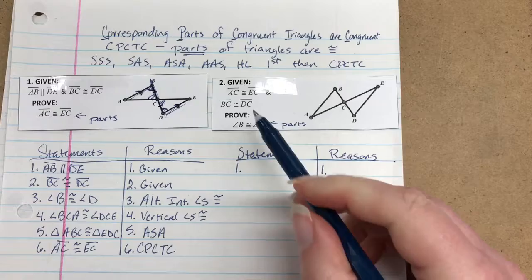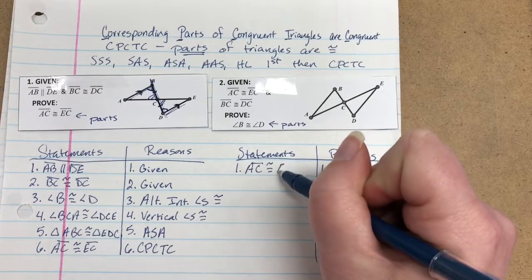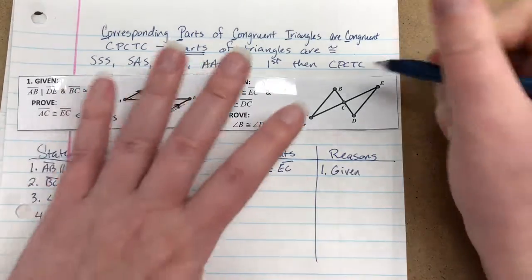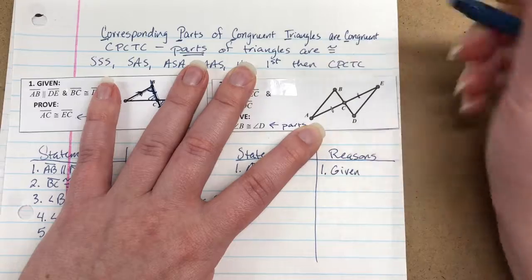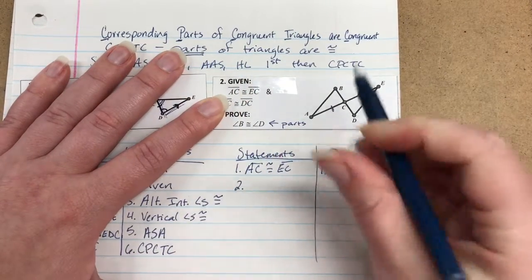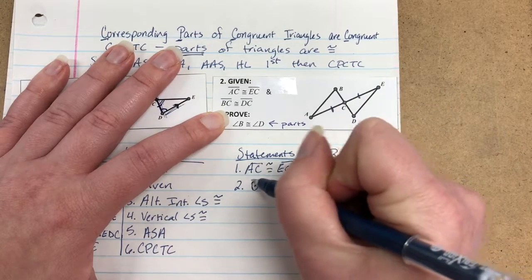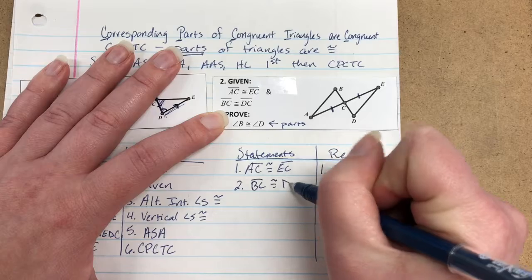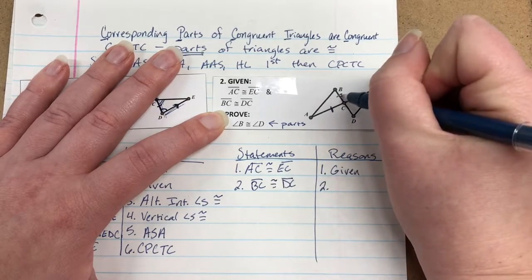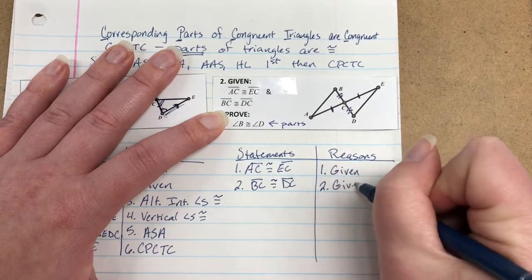So I'm going to start with my given statements. So I have AC is congruent to EC, and that was given. I'm going to mark that on my triangle. So AC is congruent to EC. And then I was told BC is congruent to DC. So segment BC is congruent to segment DC. So I'll mark that on my triangle. That was given.